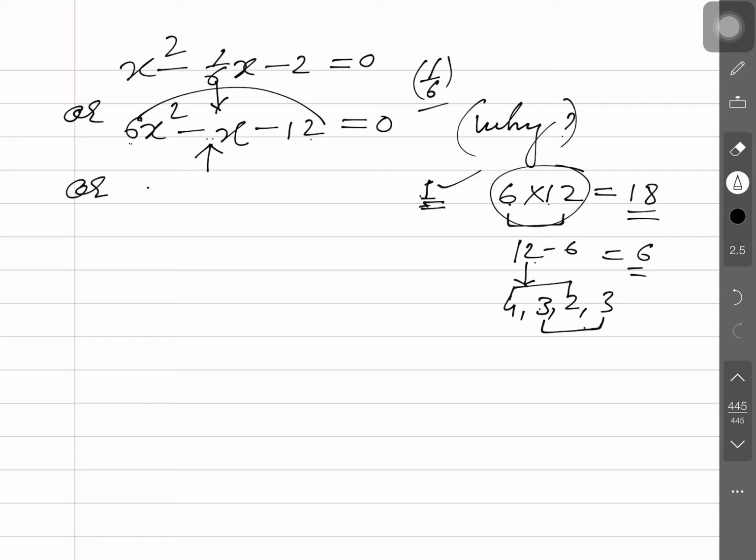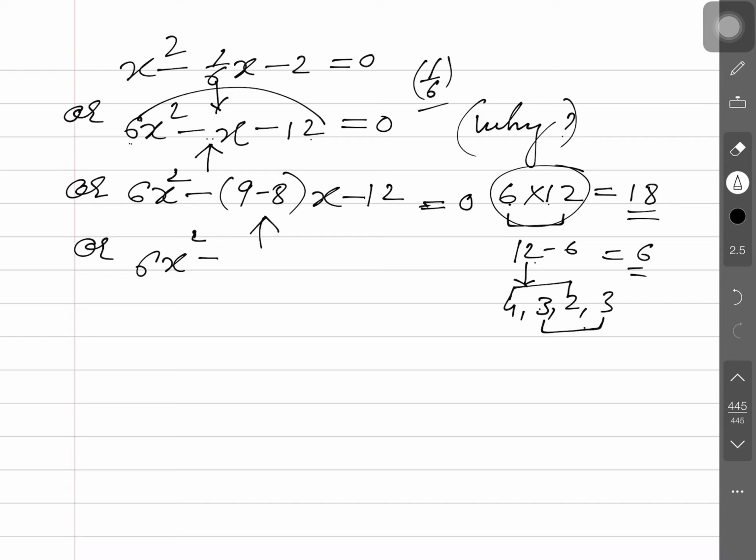So what can we write here? 6x square minus 9x plus 8x, and outside is x. Simply, we have split 1 into 9 and 8. So what next? Is equal to 0, and further 6x square minus 9x plus 8x minus 12. Just you may see, minus minus, what will it be? Plus will be there.